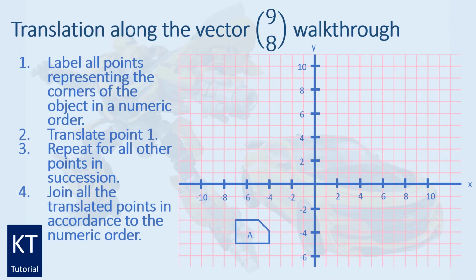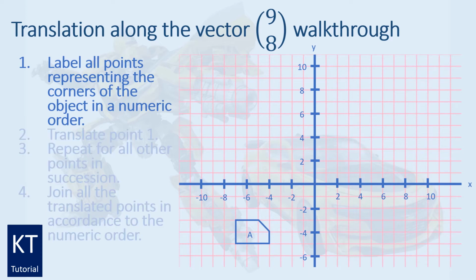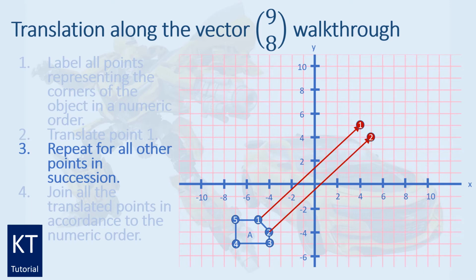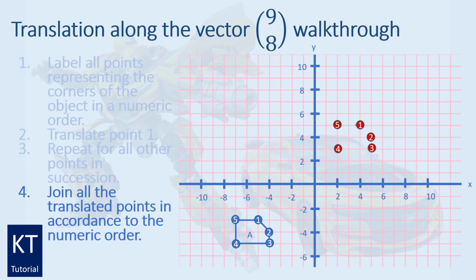We shall now perform a walkthrough for a translation along the vector 9, 8. Step 1. Label all points representing the corners of the object in a numeric order. Step 2. Translate point 1 in accordance to the given vector. In this case, 9 grids to its right and 8 grids higher. Step 3. Repeat step 2 for all other points in succession, namely points 2, 3, 4, and 5. Step 4. Join all the translated points in accordance to the numeric order.